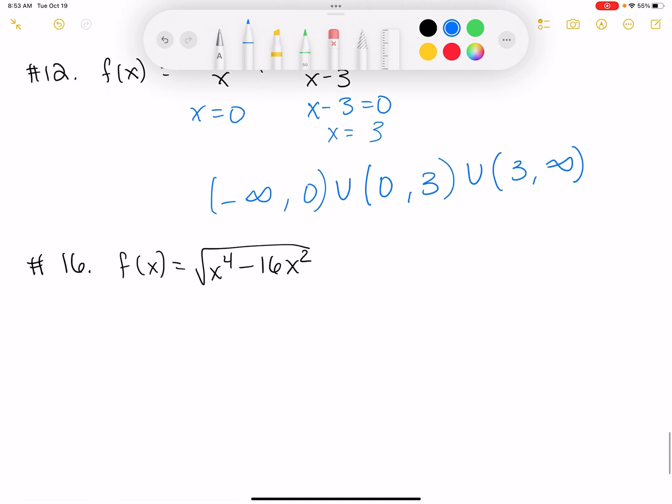So what I need to do with this one, it's not gonna be setting it equal to 0, but I need to set it greater than or equal to 0. Because it can be 0, but it can't give me a negative. So x to the fourth minus 16x squared is greater than or equal to 0. So I need to solve this.